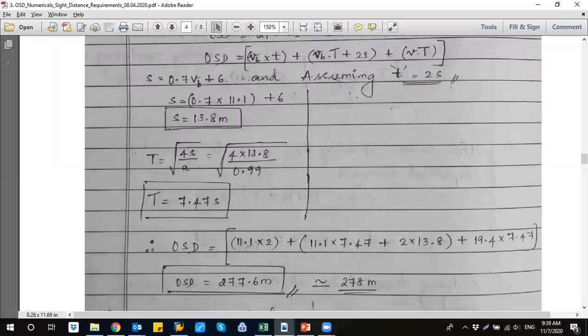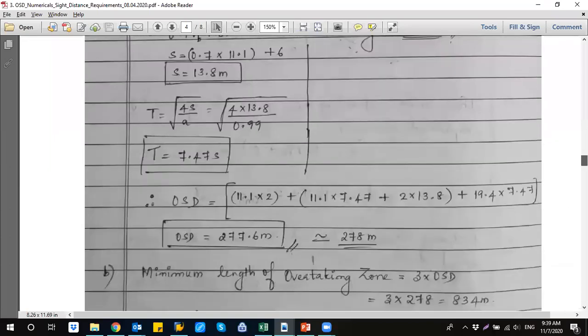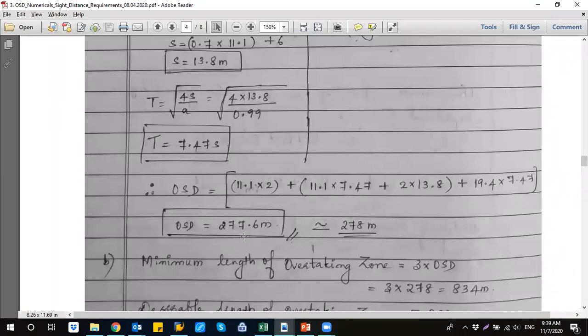VB is 11.1 times 2, plus VB times T again, 11.1 times the overtaking time you had found out, 7.7, plus 2S, that is 2 times 13.8, plus V times T, 19.4 times the overtaking time. So now what is OSD? I have got it as 277.6, which I've rounded off to 278 meters. Is it clear? So that is done.